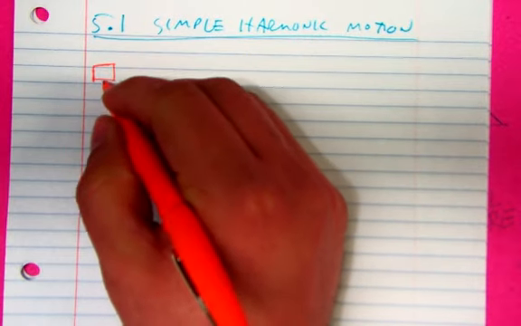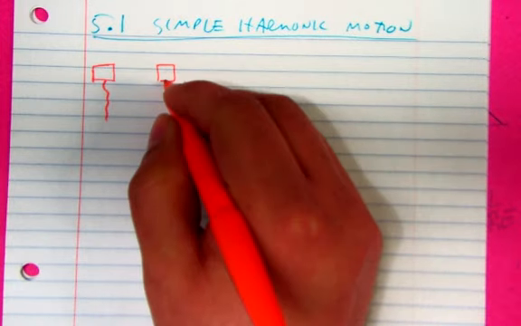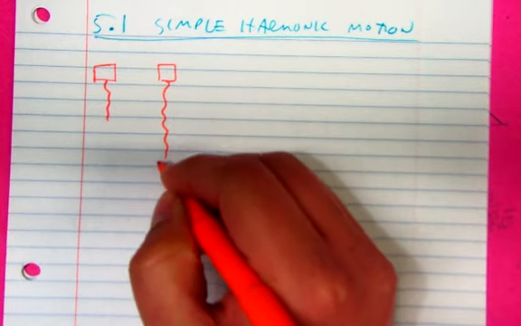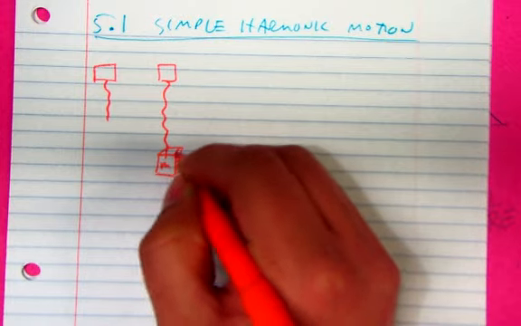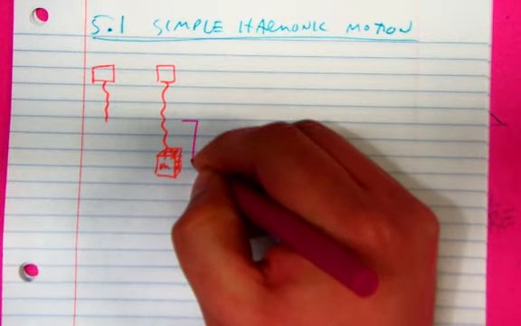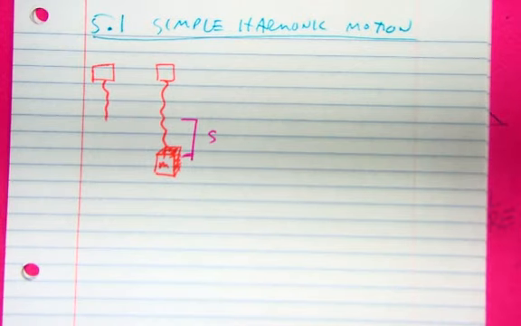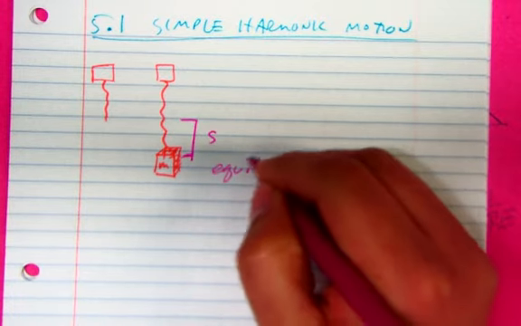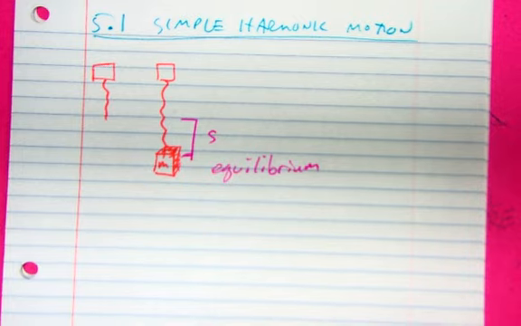So here's a spring. We're going to attach a mass to it. So here's your mass. The mass stretches the spring out, s, we'll say. And we call this position equilibrium, without the mass.